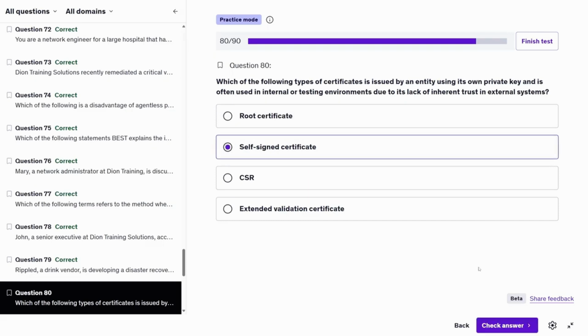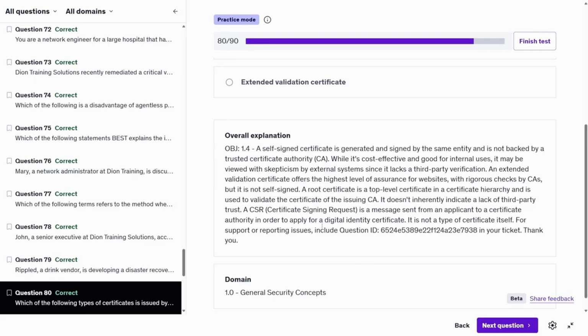The correct answer is B, self-signed certificate. A self-signed certificate is generated and signed by the same entity and is not backed by a trusted certificate authority. While it's cost-effective and good for internal uses, it may be viewed with skepticism by external systems since it lacks a third-party verification. An extended validation certificate offers the highest level of assurance for websites with vigorous checks by CAs, but it is not self-signed.